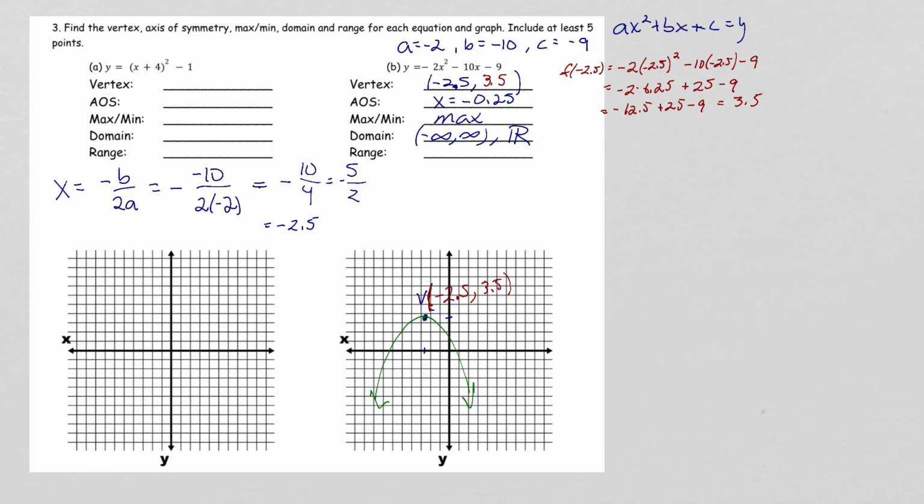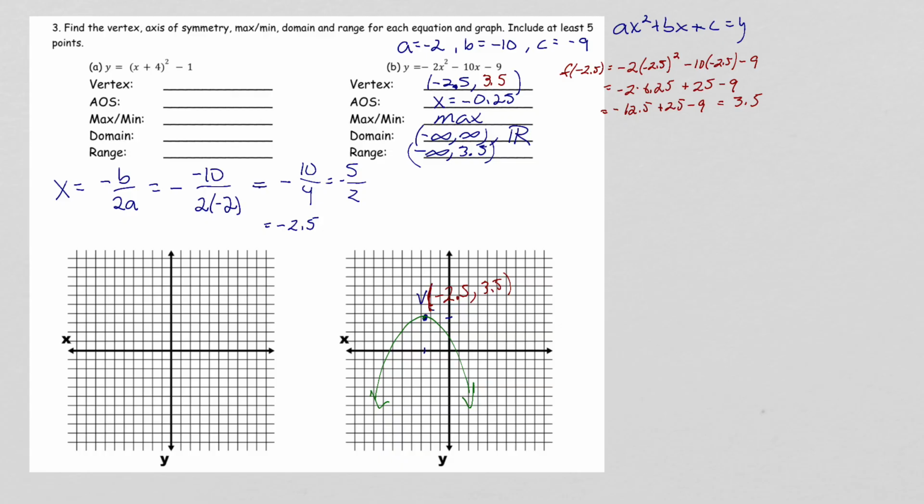And then the range. Well, notice it shoots down to infinity, but it has a high point right here. The highest y value here is going to be that right there. So how do we write that with interval notation? We write negative infinity, comma, and then the highest value it gets to is 3.5. And I put my parentheses, and that's the range. So hopefully you're okay with that.